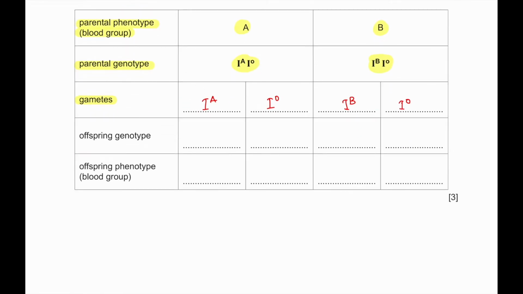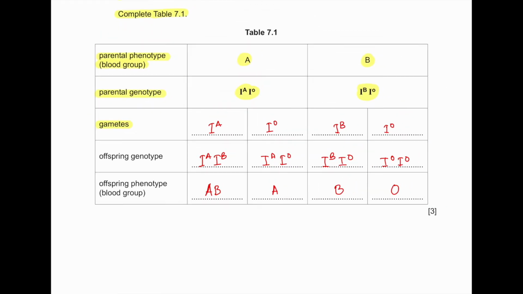So the offspring genotype could be a cross between IA and IB, IA and IO, IB and IO, and IO and IO, resulting in offspring of AB, A, B, or O blood group.